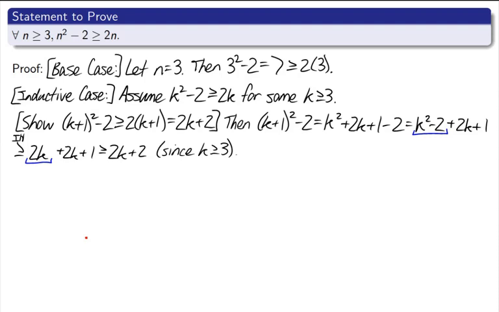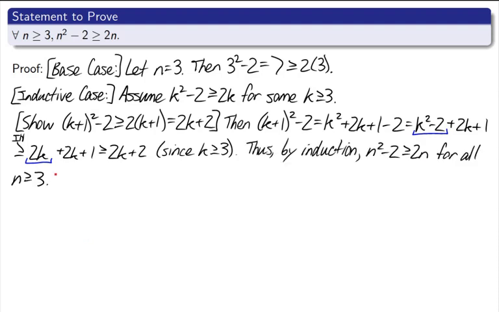Often we just like to finish our induction with some sort of summary statement. Thus, by induction, n squared minus 2 is greater than or equal to 2n for all n greater than or equal to 3. And that is the end of our proof.